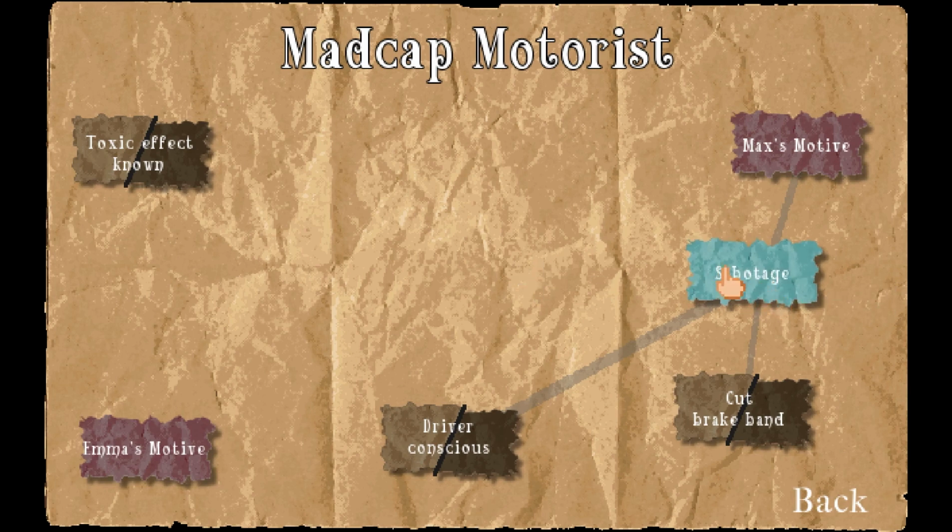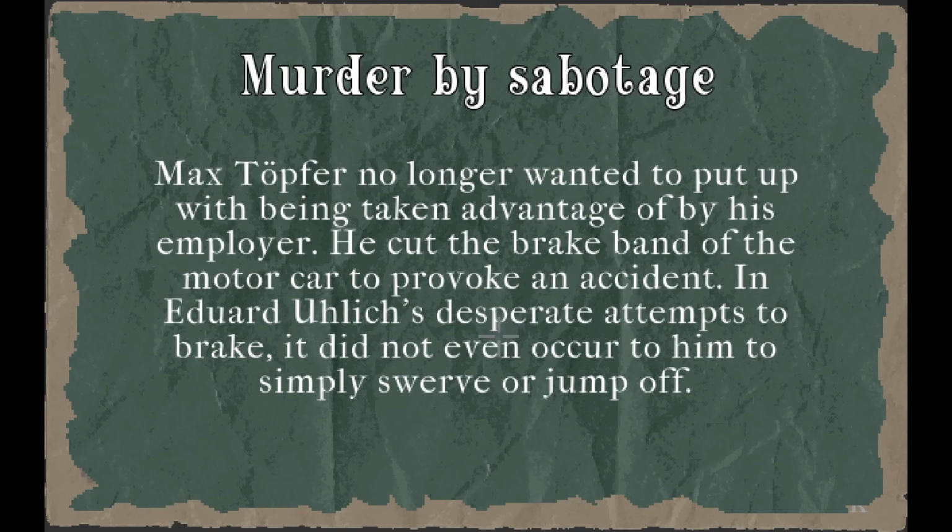Yeah, let's go sabotage. Max Topfer no longer wanted to put up with being taken advantage of by his employer. He cut the brake band of the motor car to provoke an accident. In Edward Ulick's desperate attempts to brake, it did not even occur to him to simply swerve or jump off.